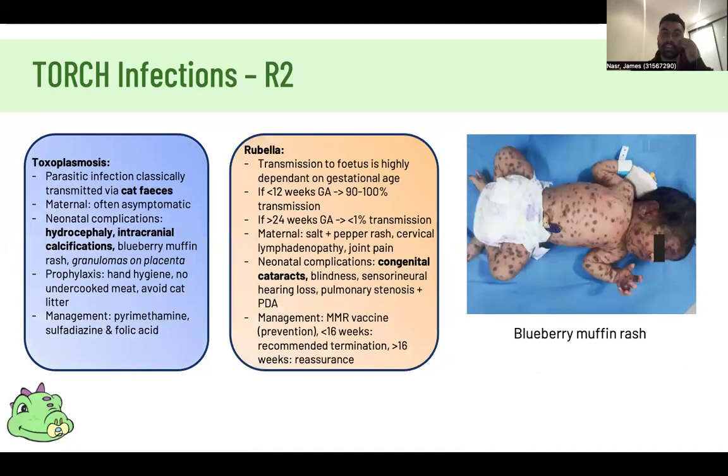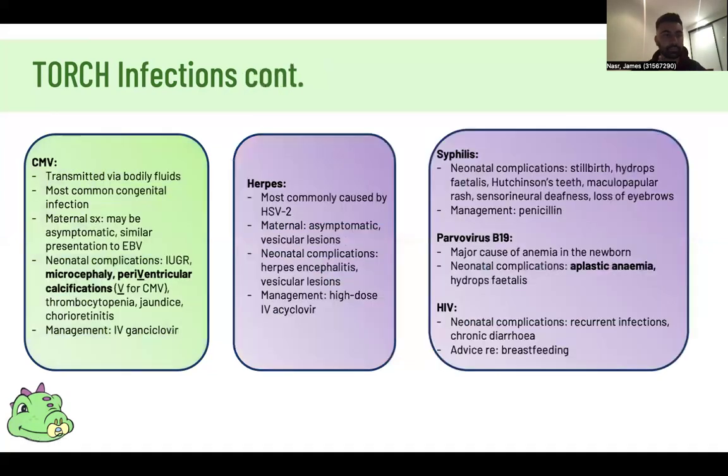So going back and comparing it to toxoplasmosis, toxoplasmosis has hydrocephaly, so a big brain, big head, and intracranial calcifications. CMV has microcephaly, so a small head with periventricular calcifications. I think a good way to remember it is the V in ventricular is for CMV. So that can help you to remember which one CMV is. And then your other things would be thrombocytopenia, jaundice, and chorea. The management, I don't think is too important, but essentially just high dose IV antivirals.